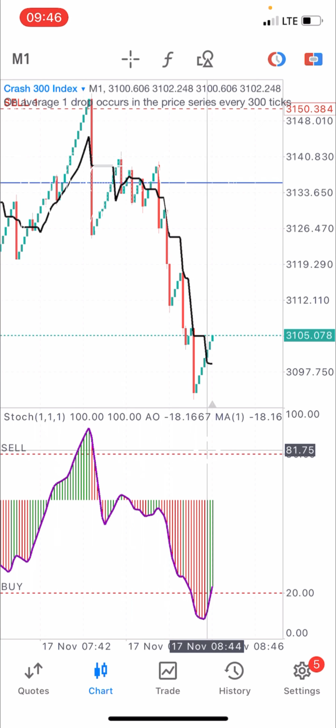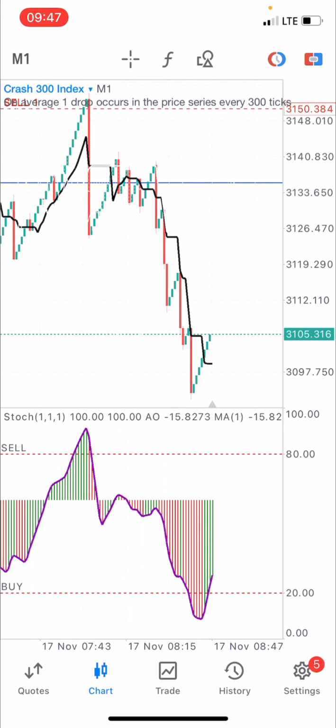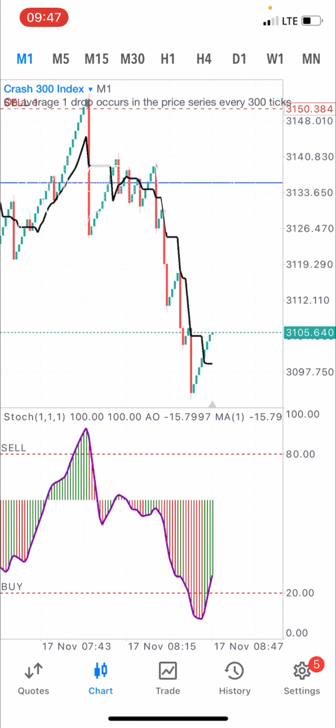So if you want to use this, use it on the 1 minute time frame. For catching spikes, use it on the 1 minute time frame. Make sure you have an edge over the market. Try it from time to time, and be sure to also look at the higher time frame to know what's actually happening.